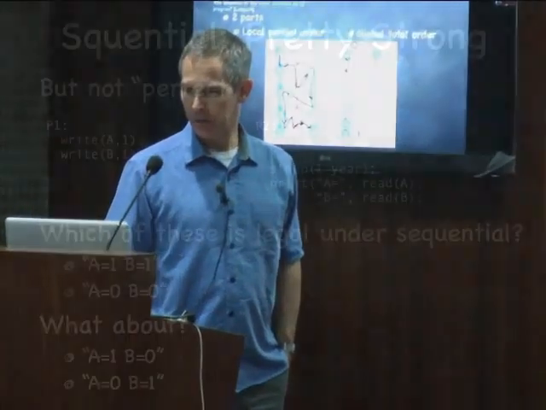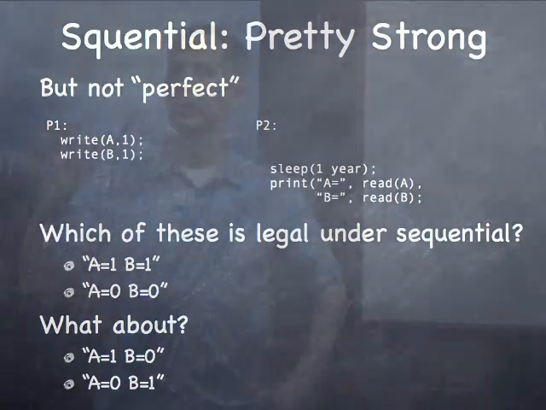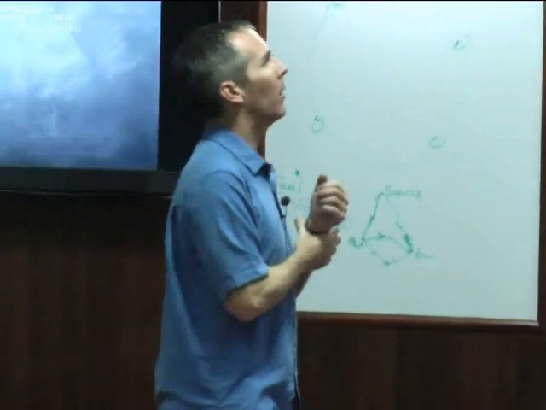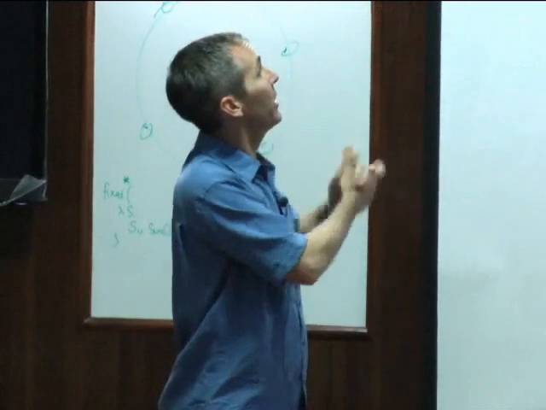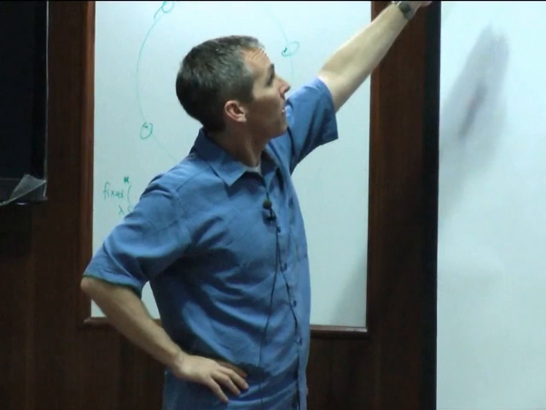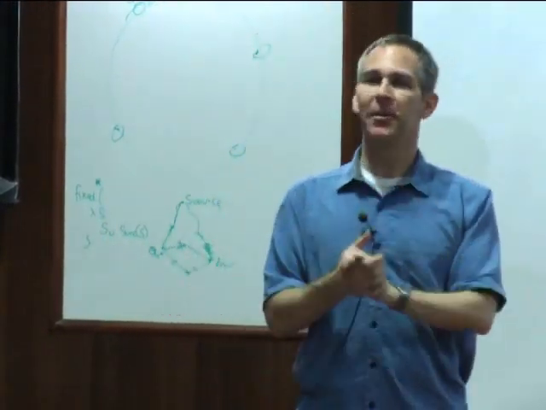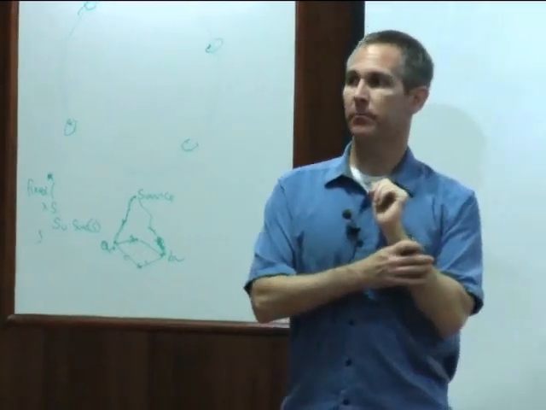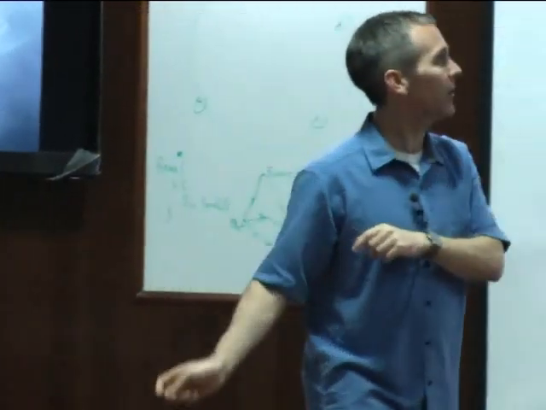But as I think you've discussed, sequential is pretty strong, but it's not perfect consistency. Here's a trivial example. Suppose that on one machine, I write A and then I write B. And then on another machine, I sleep for a year and I read A and then read B. Okay? So I go to one machine, I write some values, and then I sail across the country, I bring up another machine, and a year later I go and see what are A and B.